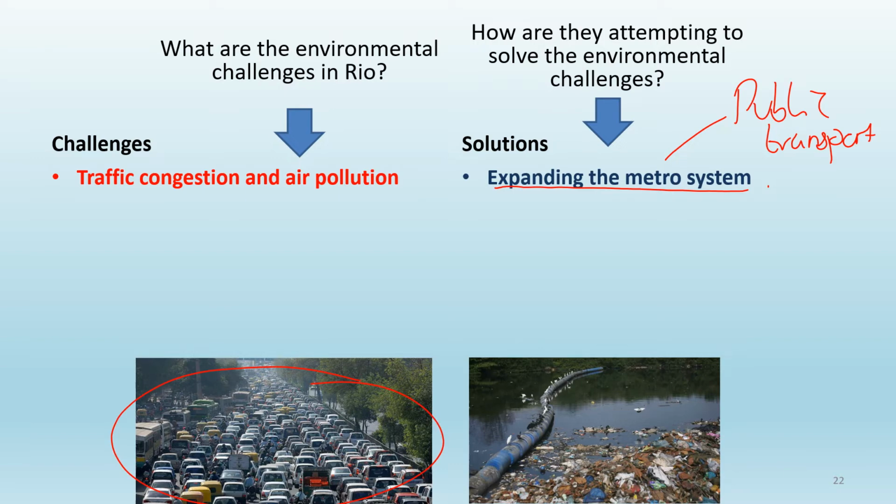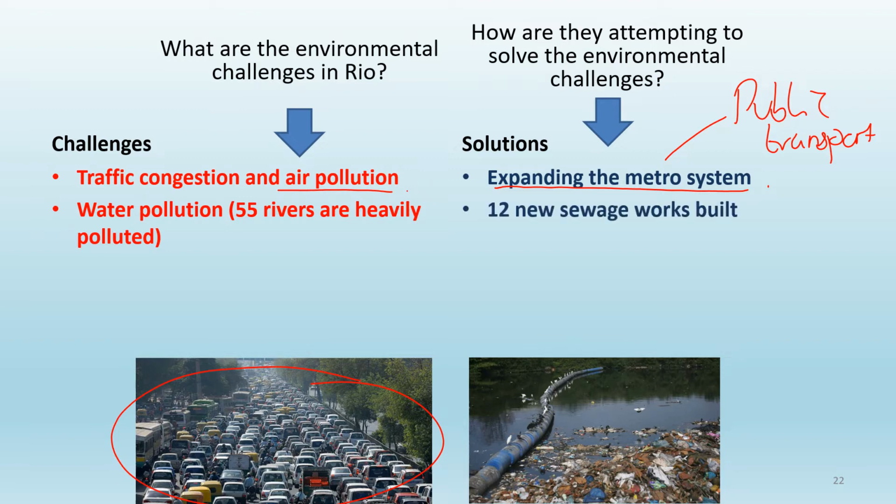But there's also less air pollution because you might be able to get 1,000 people on a train rather than 1,000 cars. We know that water pollution is an issue. 55 rivers are heavily polluted. So what are they doing? They've built 12 new sewage works to solve that problem.